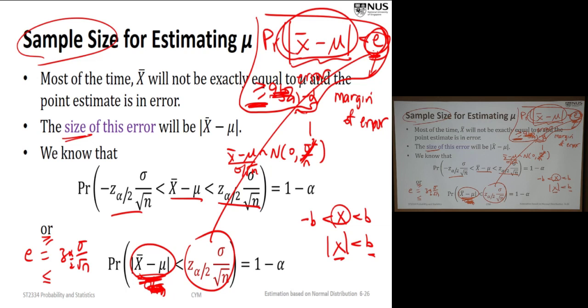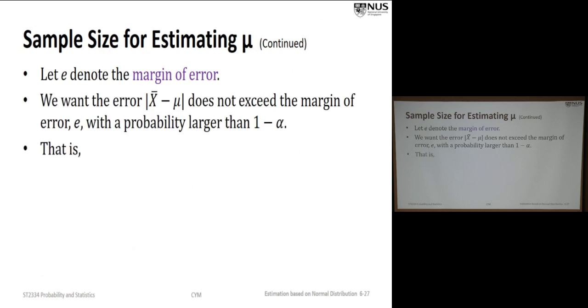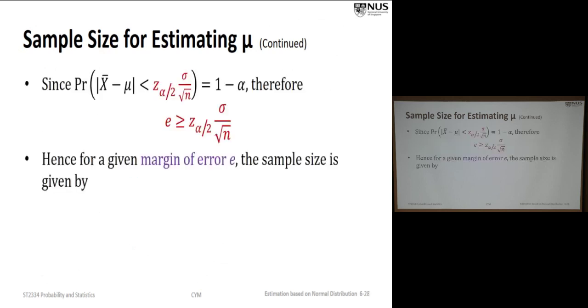I just want you to be more sophisticated, otherwise I would just put equal. But I want to specify my condition is that the size of the error is less than the margin of error with at least probability of 1 minus alpha. If I say the probability equals 1 minus alpha, then I don't have to worry about which side we're working on. So this is how we get from here, and we finally arrive at this: E must be equal to this one.